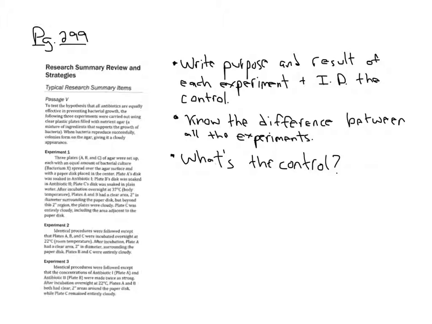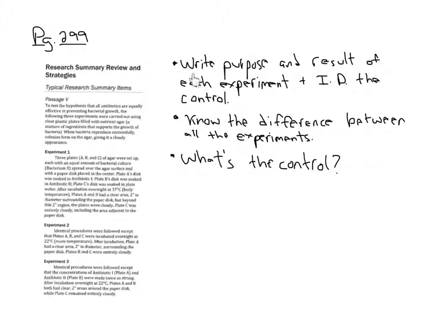All right, on page 299, we're going to encounter our second type of question, and that is a research summary question. So just to review some strategies for research summary. On page 299 again is our research summary, and a few things before we start are different for this type of question.